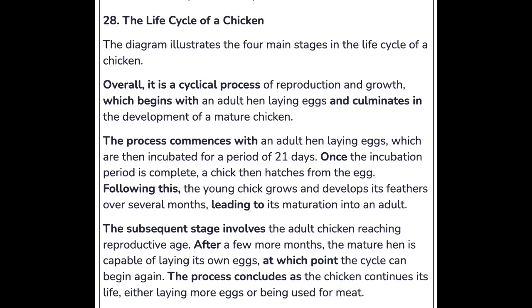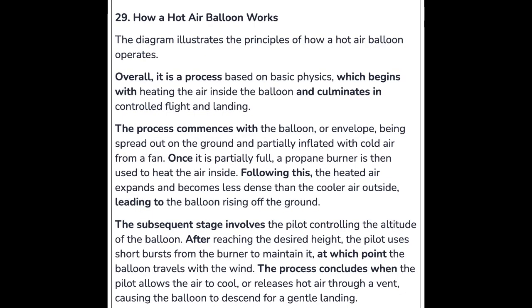After a few more months, the mature hen is capable of laying its own eggs, at which point the cycle can begin again. The process concludes as the chicken continues its life, either laying more eggs or being used for meat. 29. How a hot air balloon works.